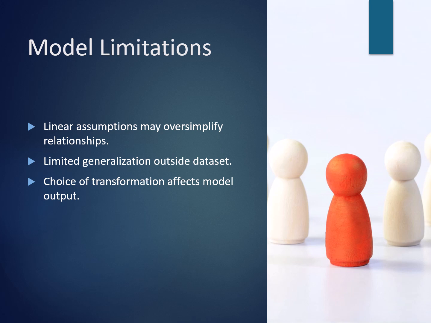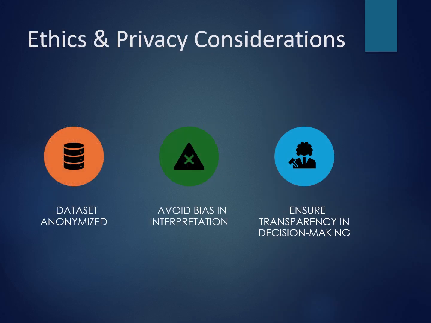There are several limitations to keep in mind. First, linear assumptions may oversimplify relationships. Also, the choice of transformation affects model output, and the data is specific to one region, limiting generalization. Although the data is anonymous, future applications involving consumer feedback or preferences must comply with privacy laws like GDPR. It is vital to anonymize, seek consent, and avoid using sensitive information inappropriately.